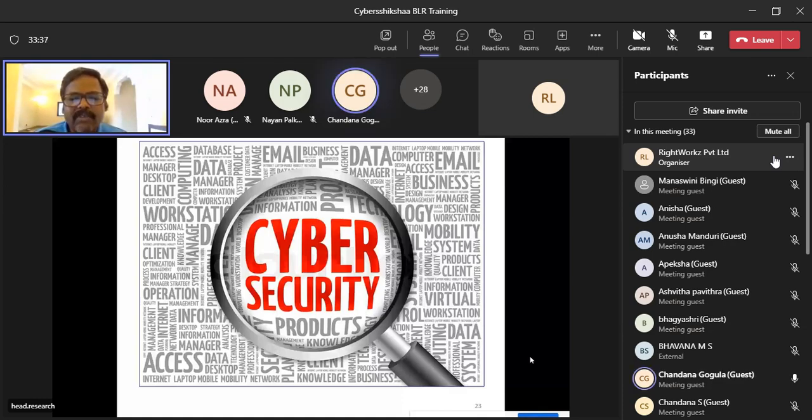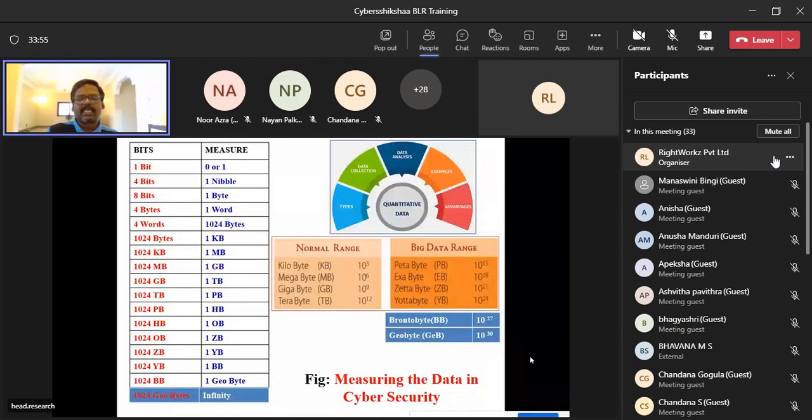What is the technical name of this image? Everything I have incorporated in this image, the terminology and jargon of cyber security. The technical name of this image is called word cloud. Cyber security word cloud.